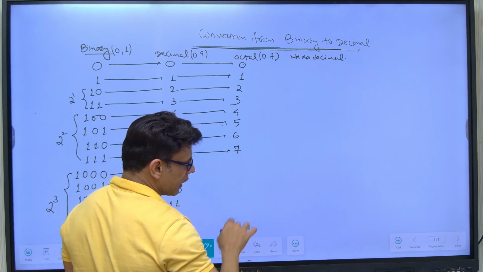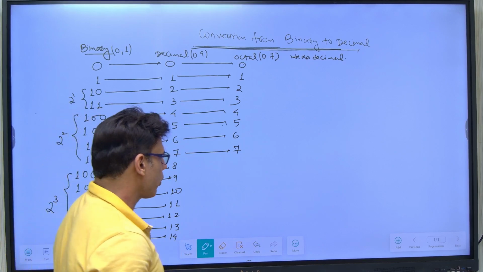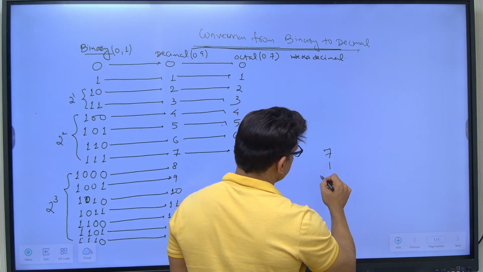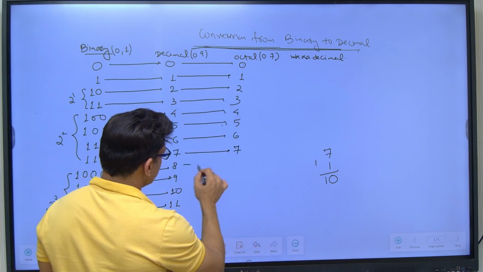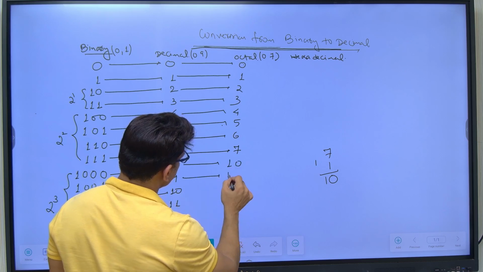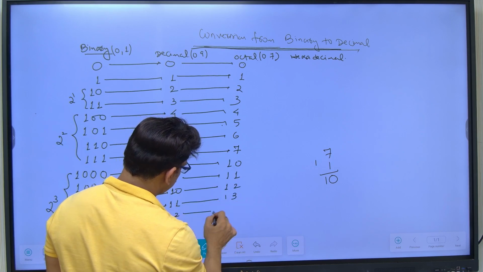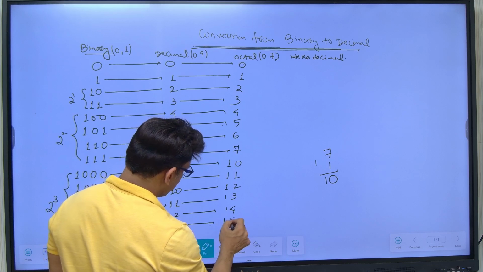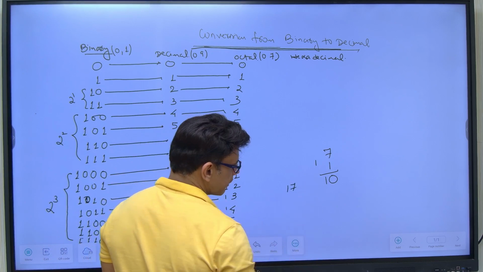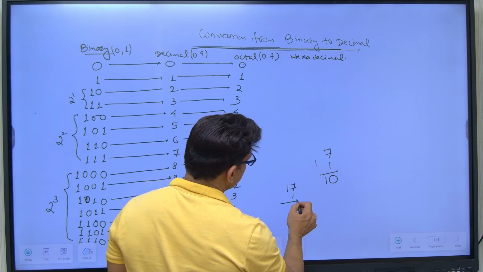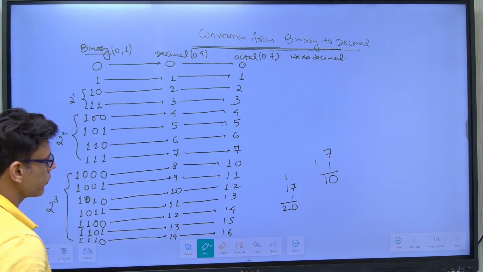Now 7 plus 1. Although in decimal we write it 8, in octal 7 plus 1 is 0 and 1 carry forward. So it will become 10. This will become 11, 12, 13, 14, 15, 16. After that, you'll have 17. And after 17, you add 1 to it, 7 plus 1 is 0, 1 carry forward, so it becomes 20, 21, 22, 23, 24, 25.